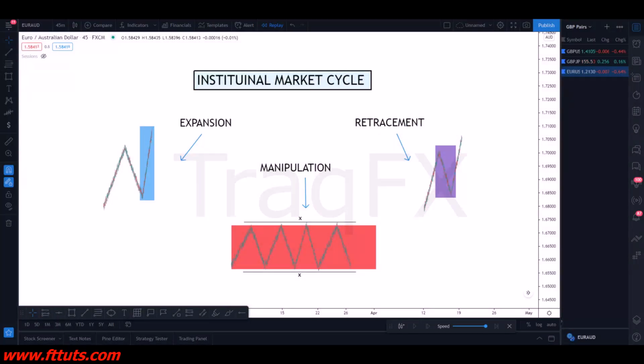Today's lesson is going to be on the institutional market cycle. I almost said microcycle, but institutional market cycle. This one is going to be on just quickly giving you the three examples of the different cycles in the market. As we know, Forex is crazy.